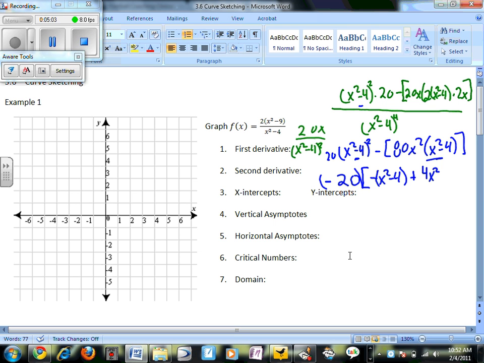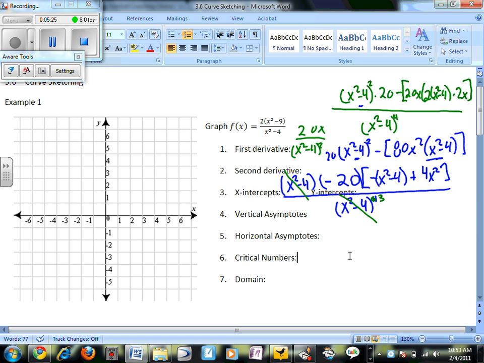So a negative 20 and an x squared minus 4 outside. I took out a negative 20 and an x squared minus 4. And that's all over my denominator, x squared minus 4 to the 4th power. If you notice, by taking out that x squared minus 4, I'm going to be able to cancel out right here. I just cancel one of them, and it becomes a 3.